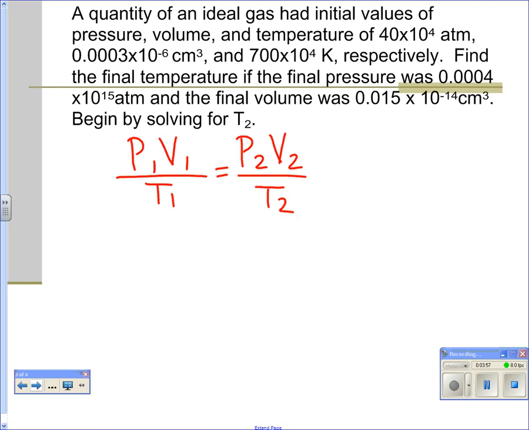That is our formula, right? It gives you a little hint. It says begin by solving for T2. Does that make sense? So how are we going to solve for T2? We've got two fractions equal to each other. What can I do?